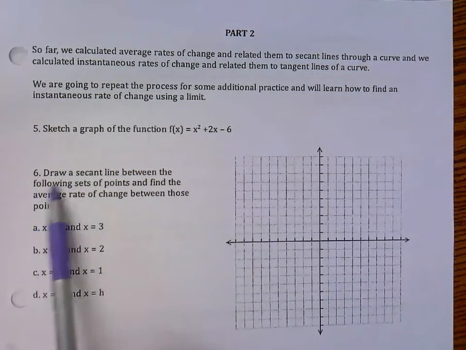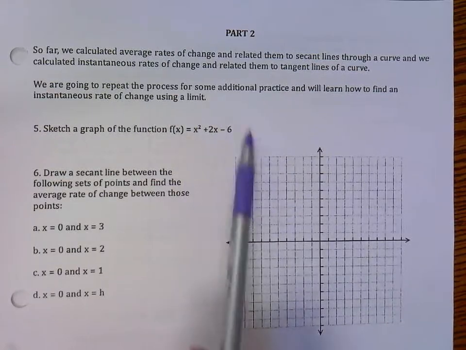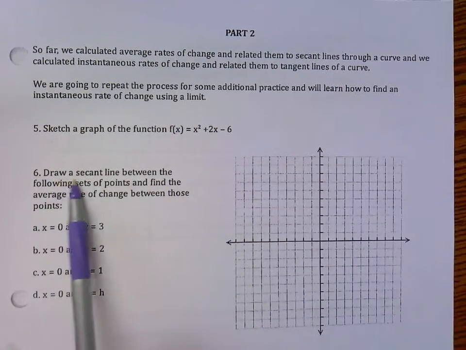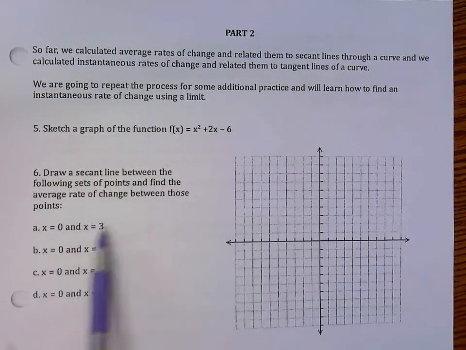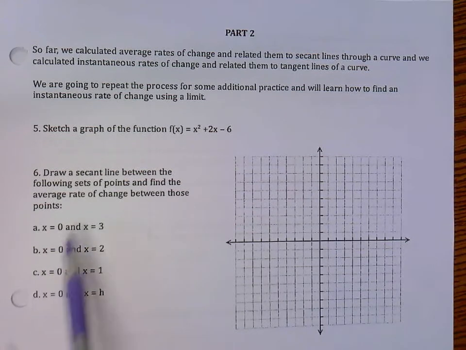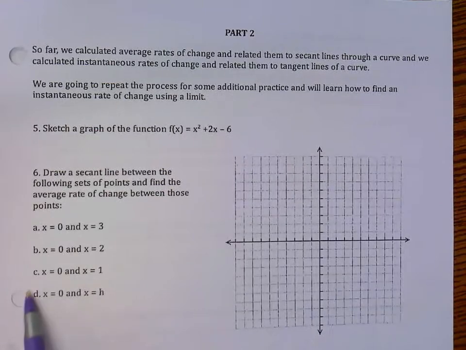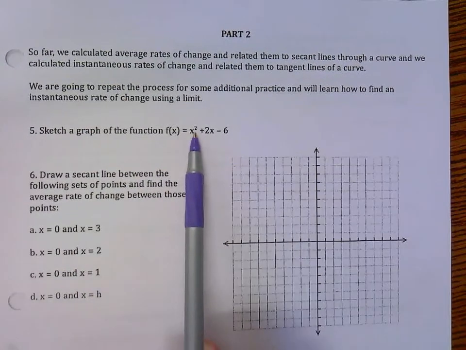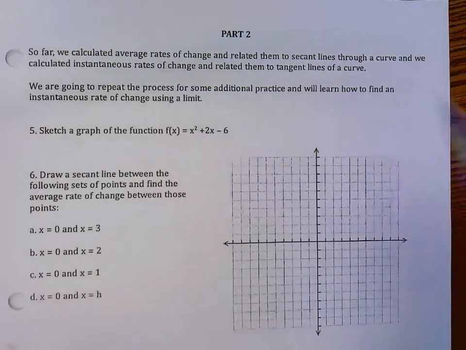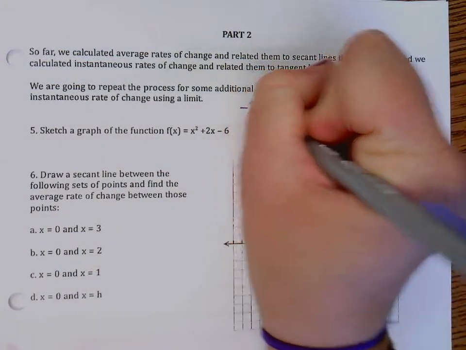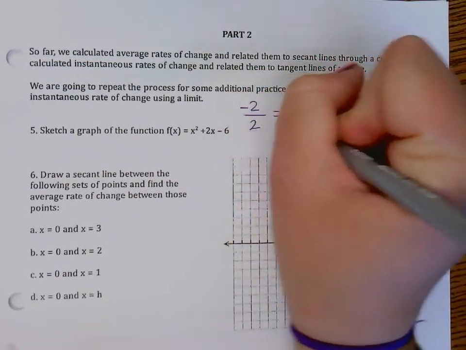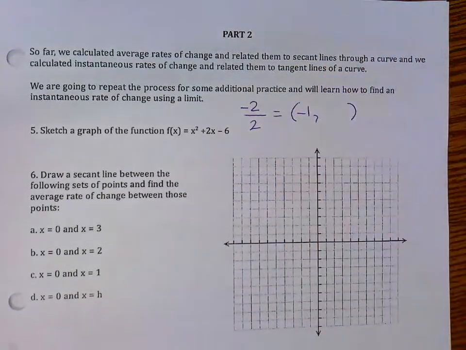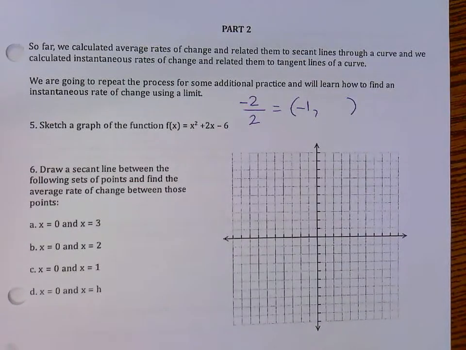We are going to do this graph now, and we're going to draw a secant line between each of the sets of points and find the rate of change between each of those. And I'm going to show you what h means down here. So where would this function have its vertex? Let's see, I have to do negative b over 2a. So my vertex, we have to review standard form, but my vertex would be at -1 comma something.